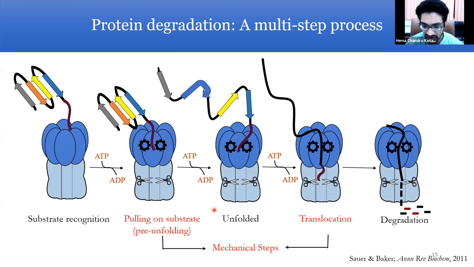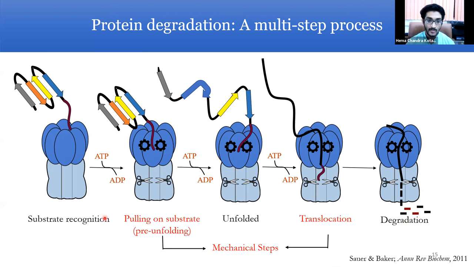You basically have a folded protein, and when you have ATP consumption, ATP to ADP, during this cycle of hydrolysis of ATP, the energy is used to pull on these protein substrates, and then those protein substrates are unfolded, translocated, and then degraded. Degradation is nothing but hydrolysis of the peptide bonds, which forms small peptide fragments.